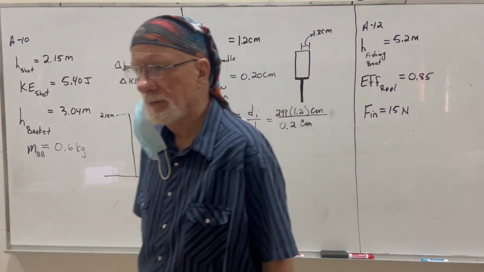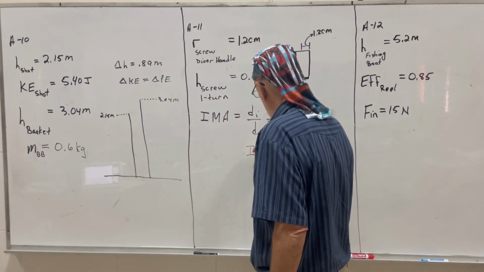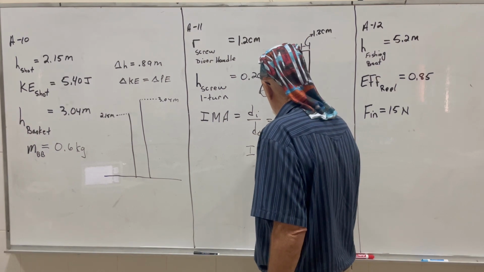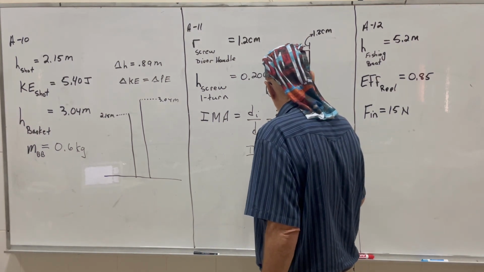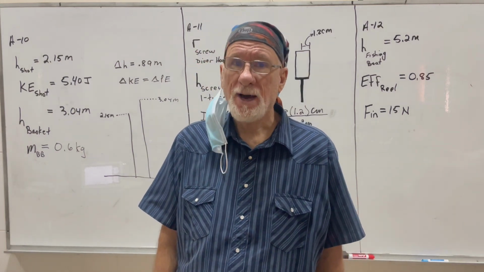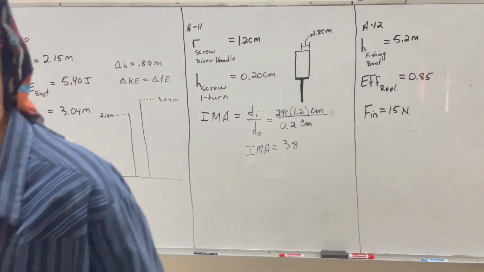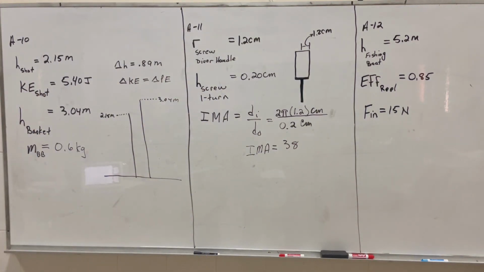38, right? Okay, so it's 38. So the IMA is 38. No units. Now, that's why a thick screwdriver will work better than a thin screwdriver. You get that? Did you ever wonder why the handles are bigger?